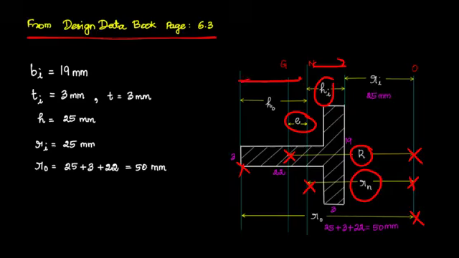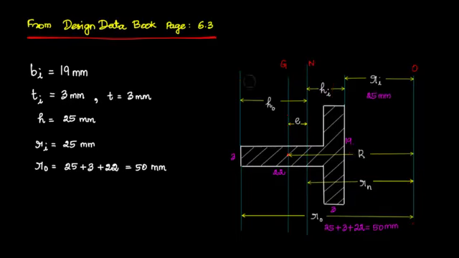So these are the different notations we are going to use in the calculation: Ri, Ro, Rn, capital R, that is the mean radius, and eccentricity E, Hi, Ho.